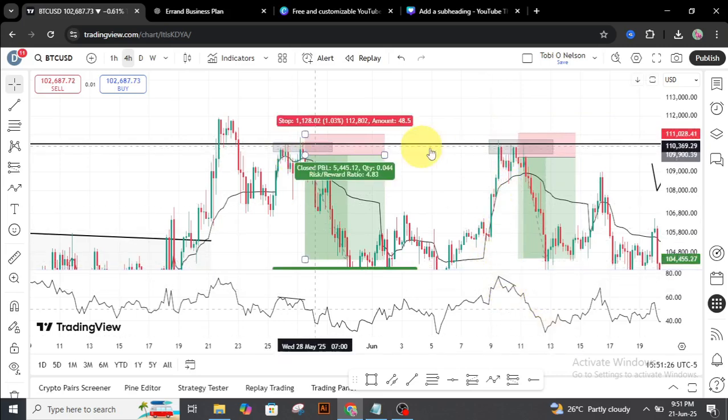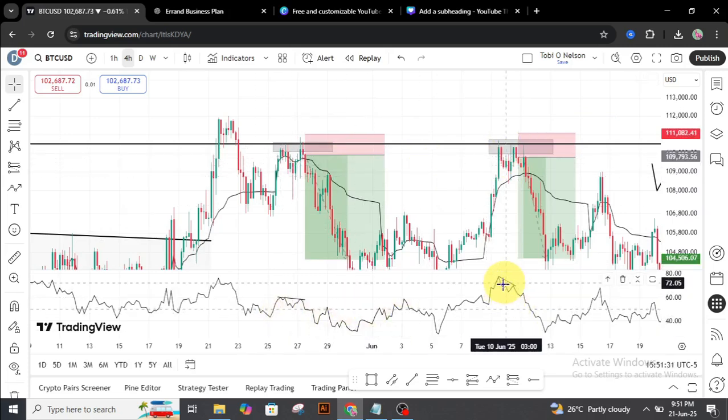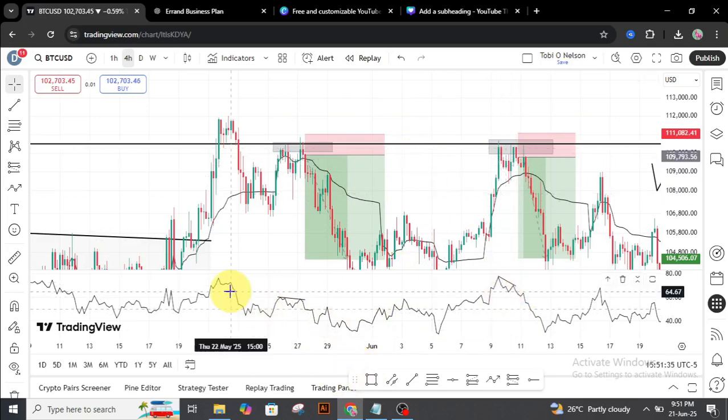So these are the two key things that you want to look out for: price action patterns and divergence using your RSI. Another indicator that you can use instead of RSI is called CCI. You can actually use CCI.